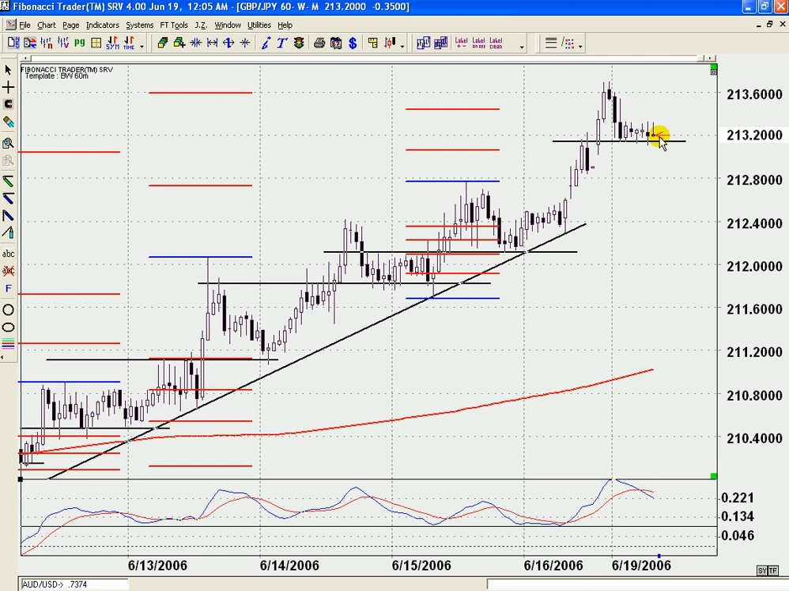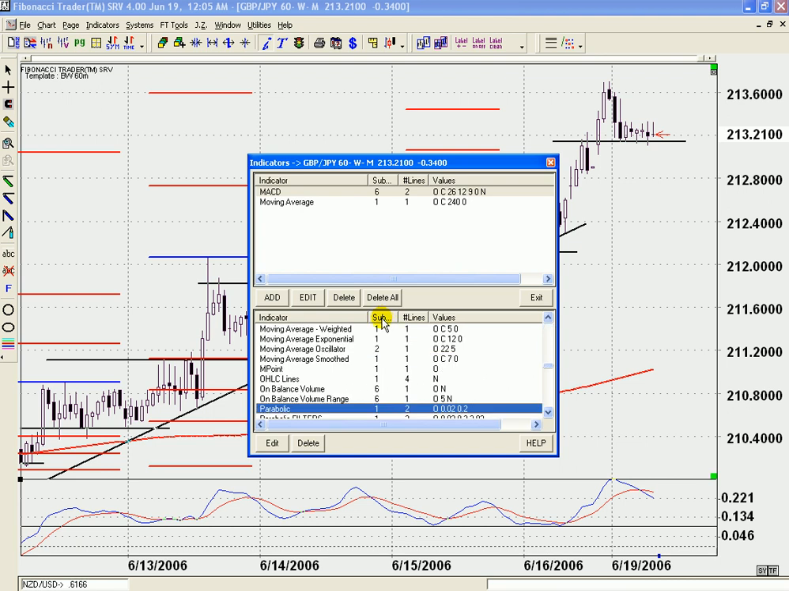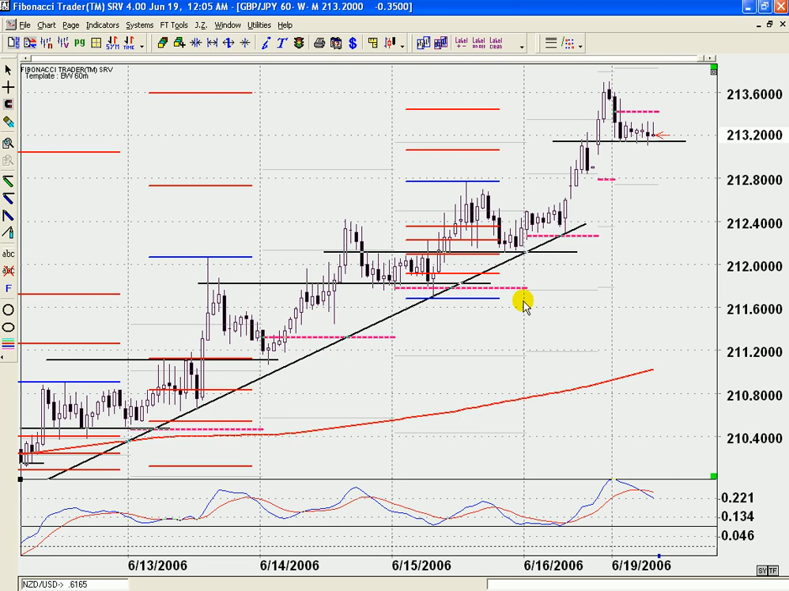And that's it for a simulated trading scenario using trend lines, support and resistance, candlesticks, and Fibonacci as well. In addition, we could put in some pivot points. Again, I don't want to throw in too many lines for you. It can get confusing. But let's just add the pivot points to see where we're at relative to the pivots.